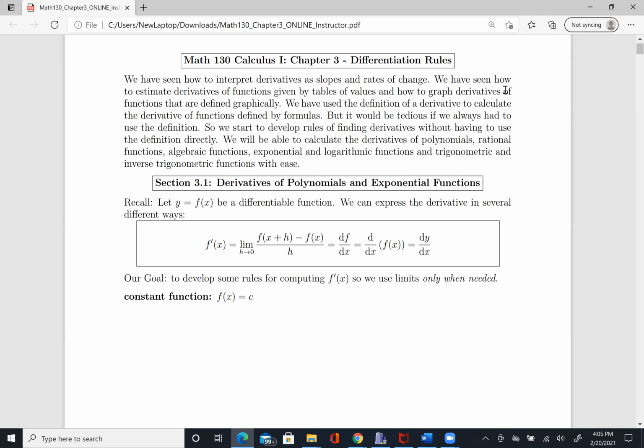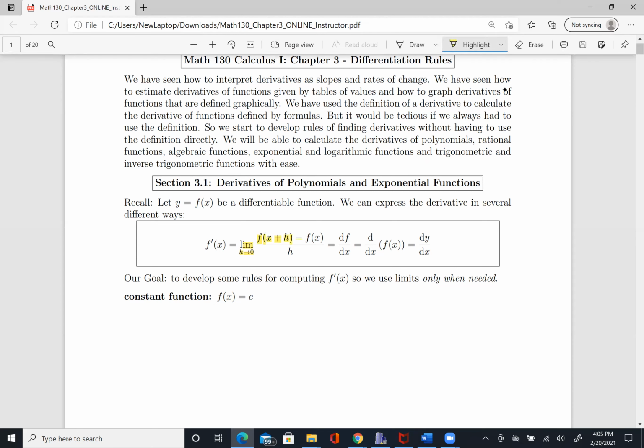Recall that y equals f of x is a differentiable function. We can express the derivative in several different ways. According to the previous section, f prime of x is equal to the limit of f of x plus h minus f of x over h, for h going to 0. Let me highlight this.